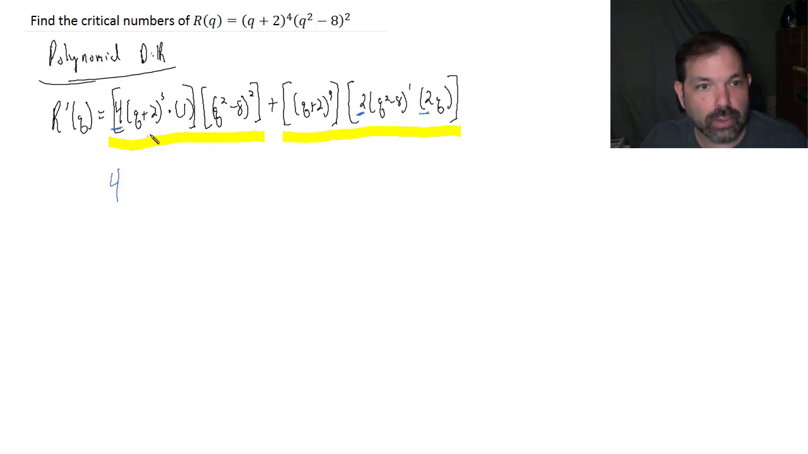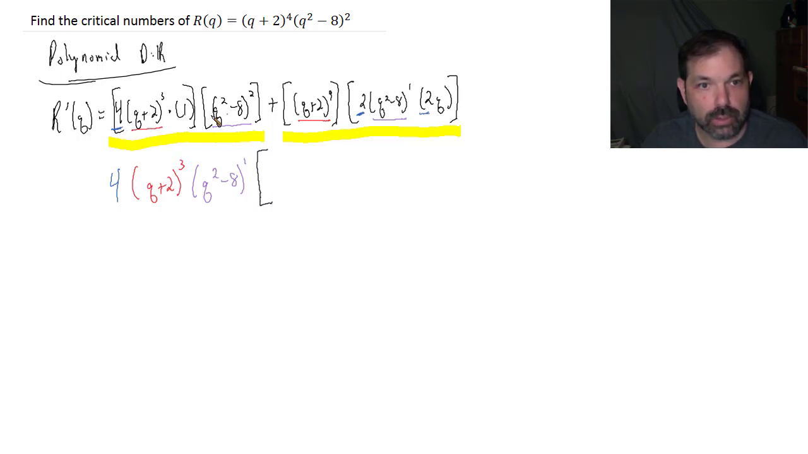I see that there's a factor of q plus 2. I have (q plus 2) to the third power, and I have (q plus 2) to the fourth power. We generally want to factor out the lesser exponent in these situations. So I'm going to factor out (q plus 2) to the third power. Similarly, I see a factor of q squared minus 8. And choosing between the second power and the first power, I'm going to factor out a (q squared minus 8) to the first power. And I'm going to write the first power on purpose here. Okay, then what's left over?